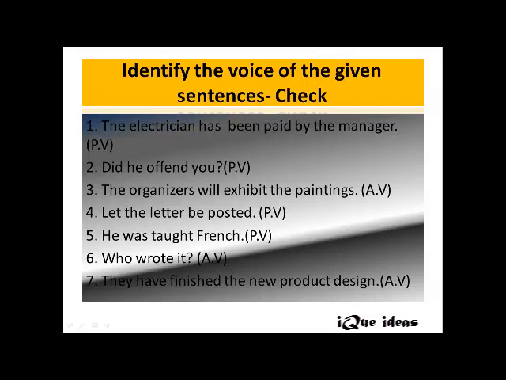Third one, the organizers will exhibit the paintings. Do you have a 3V here? Do you have the helping verb be? No. So the sentence again is in active voice. Let the letter be posted. We have two beautiful indicators here. One is be, which is a helping verb, and 3V form, that is post, posted, and posted. So this sentence is in passive voice. Let's look at the fifth one. He was taught French. Right?